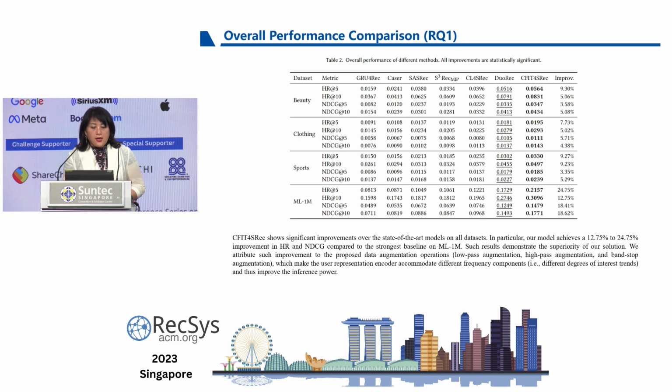For the results of the first experiment, our model shows significant improvements over the state-of-the-art models on all data sets. In particular, our model achieved a 12.75% to 24.75% improvement in HR and NDCG compared to the strongest baseline on ML1M. Such results demonstrate the superiority of our solution. We attribute such improvement to the proposed data augmentation operations, which make the user representation encoder accommodate different frequency components. That's what we want.